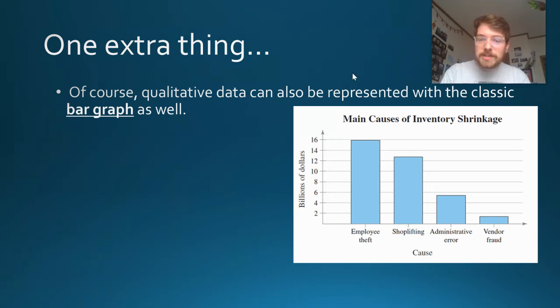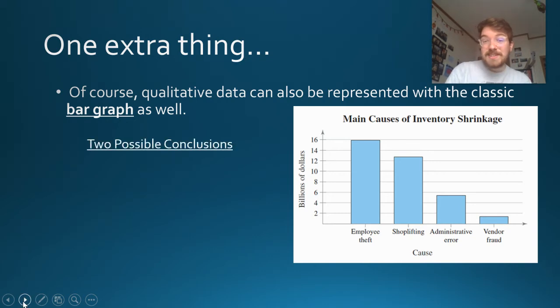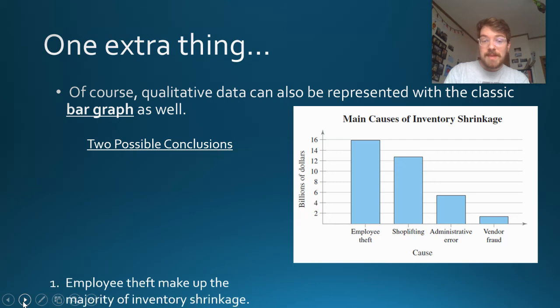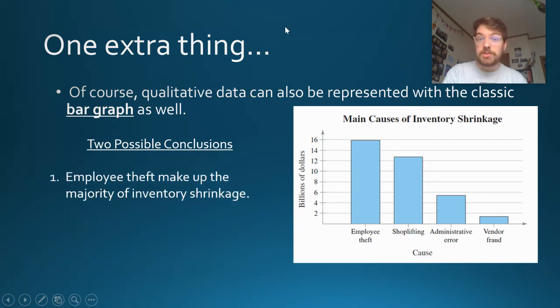But the people in charge of that, they're always keeping track of reasons things go lost. So we've got employee theft, shoplifting, admin error, vendor fraud, all the different ways things can go missing or your inventory can shrink. So if I asked you to make two conclusions about this, again, one of the best things to do is look at what's got the most amount. So you could say employee theft makes up the majority of inventory shrinkage because it's the biggest bar. It's $16 billion.